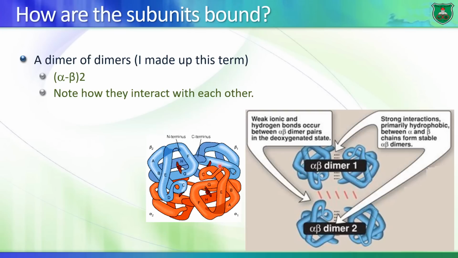alpha beta. And the interaction between the alpha and the beta is actually facilitated by hydrophobic interactions, whereas the interaction of one dimer to the other dimer is actually mediated by electrostatic interactions as well as hydrogen bonds, and this is a very important point.